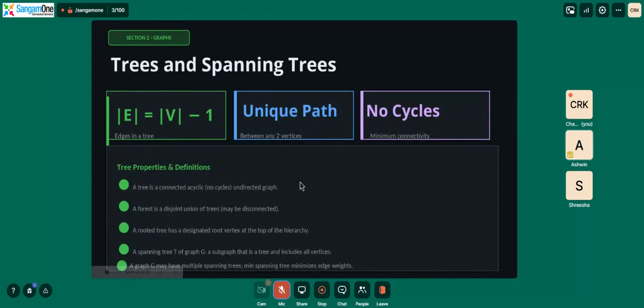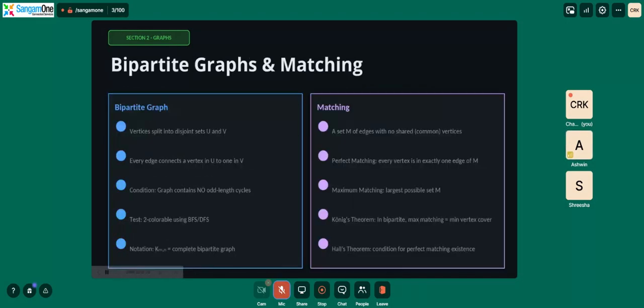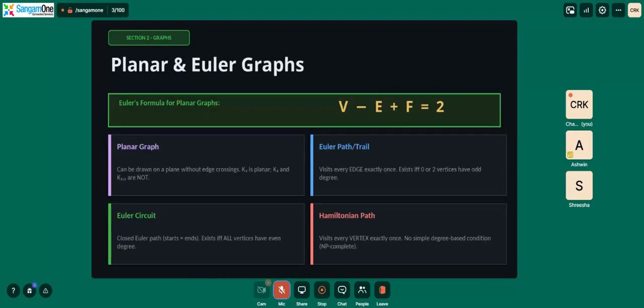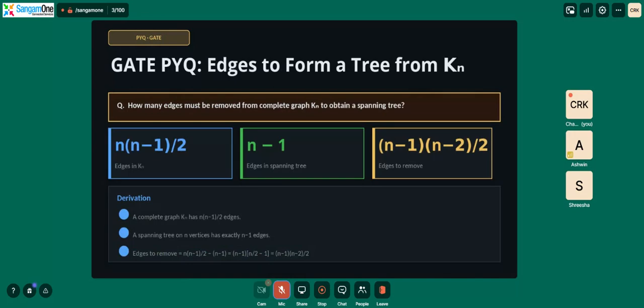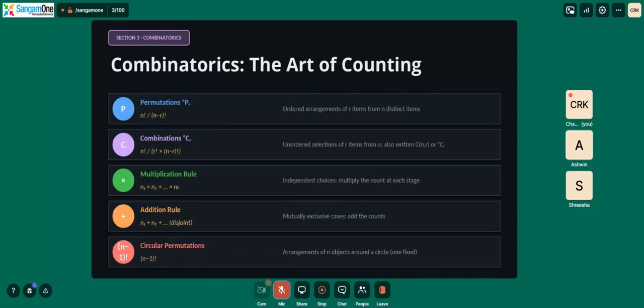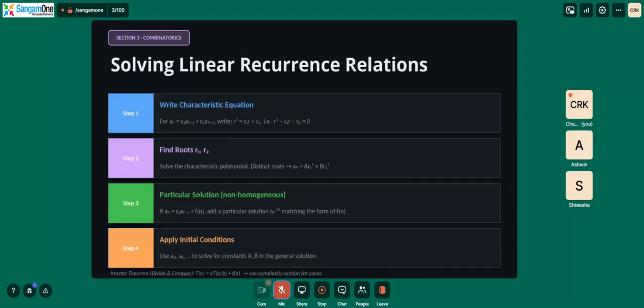These are just the theory part. You should remember adjacency and the three properties, how they will affect the problems and concept understanding. This is Euler's formula: V minus E plus F equals 2. V means vertices, E means edges, F means faces. I will share that explanation also. And you should remember all these shortcuts and formulas.